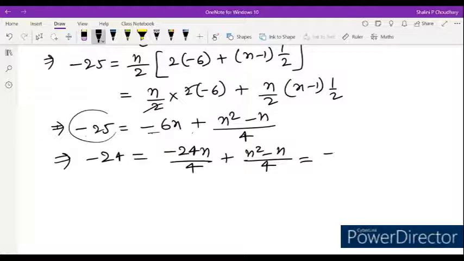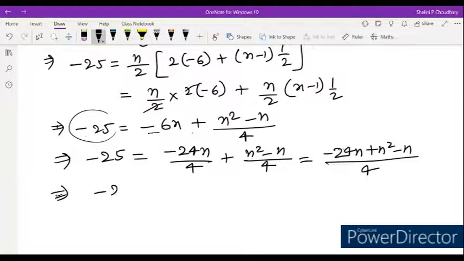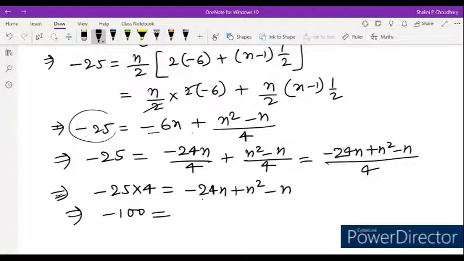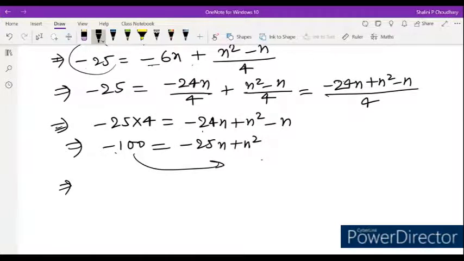So we can write (-24n plus n square minus n)/4. Now we'll take this 4 to this side. So -25 multiplied by 4 will be equal to -24n plus n square minus n. So -24n minus n will be -25n. So it will be -100 equal to -25n plus n square. We'll bring 100 to this side. So what will happen? It will be n square minus 25n plus 100 equal to 0.